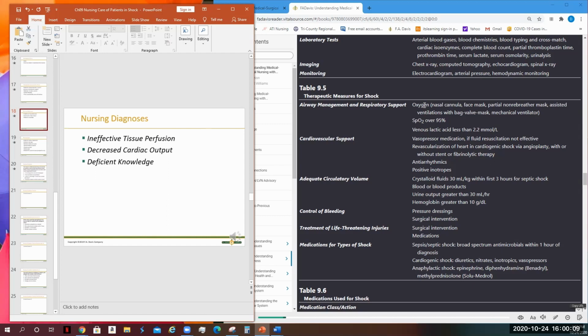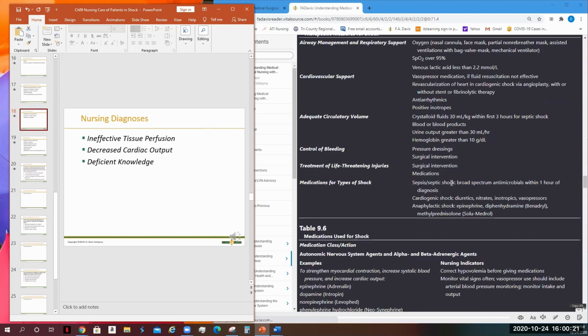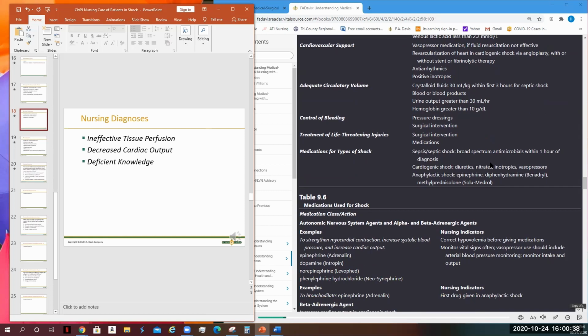For control of bleeding, if that's present, you'll have pressure dressings and possible surgical intervention. And for treatment of life-threatening injuries, again, there could be surgical intervention as well as numerous medications. And medications for types of shock would be, for sepsis or septic shock, a broad spectrum antimicrobial within 1 hour of diagnosis. And for cardiogenic shock, there are diuretics, nitrates, inotropics, vasopressors.